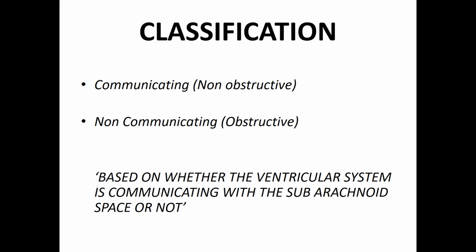But non-communicating hydrocephalus, which is also called obstructive hydrocephalus, occurs when the flow of the CSF is blocked along one or more of the narrow passages connecting the ventricles. For example, one of the most common causes of non-communicating hydrocephalus is aqueductal stenosis. In aqueductal stenosis, the CSF cannot flow from the third ventricle to the fourth ventricle. So this type of hydrocephalus is called non-communicating or obstructive hydrocephalus.